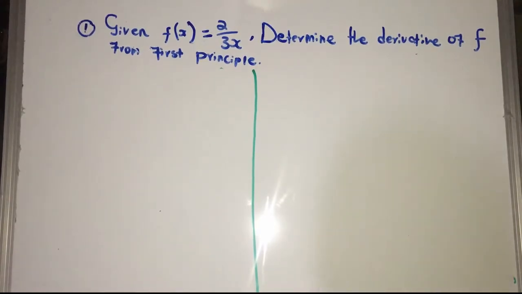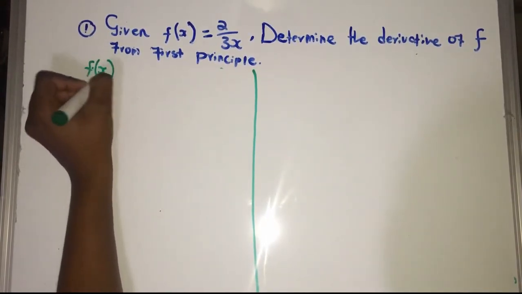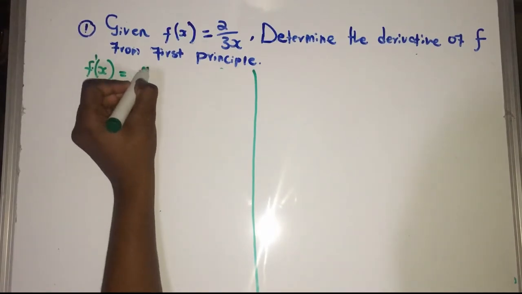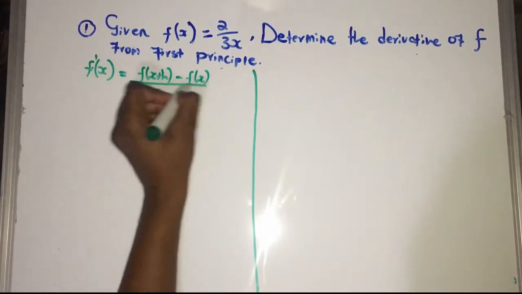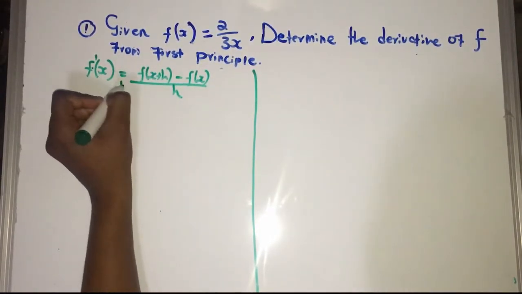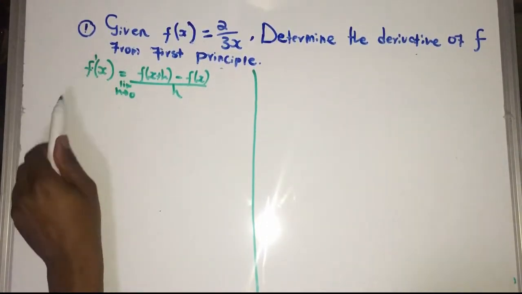Okay, so question two, we'll do it this way. So they've told us that, given f of x equals 2 over 3x, determine the derivative of f from first principles. Okay, so we said first principles, and then we know the formula is as follows. The derivative of f of x equals f of x plus h minus f of x, all over h. But this holds true when you decrease h to become very small. So that's why we apply the limit as h tends to 0.